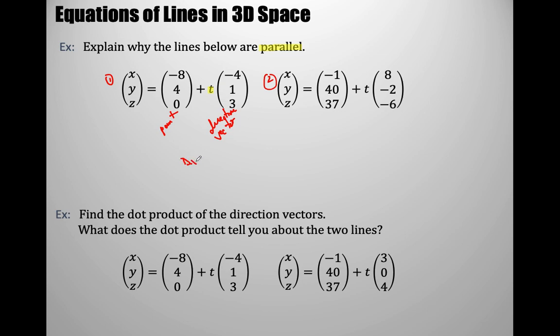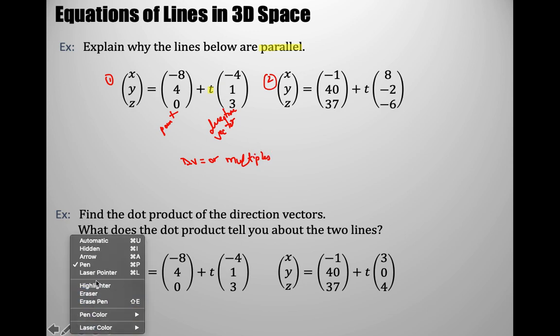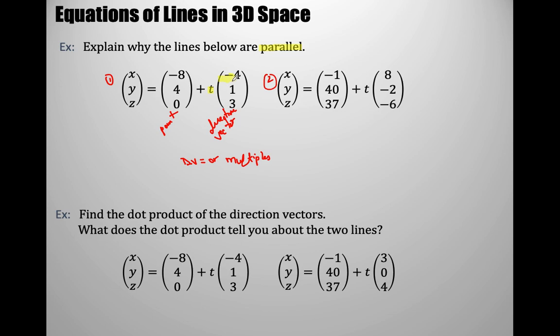Direction vectors have to be equal or multiples of each other. So when you're looking at the direction vector for line 1, is the direction vector for line 2 a multiple of it? And I think you can see that it is, right? Times negative 2: negative 4 times negative 2 is 8, 1 times negative 2 is negative 2, and 3 times negative 2 is negative 6.